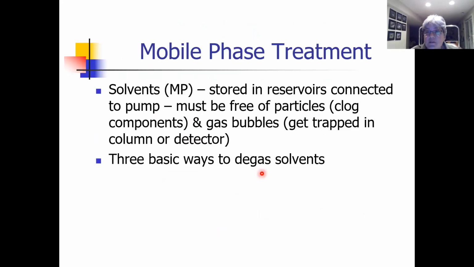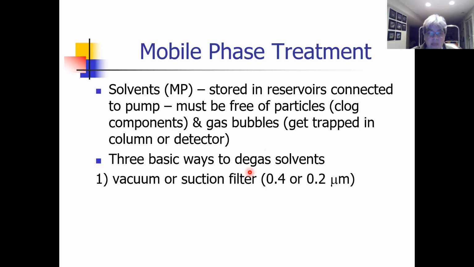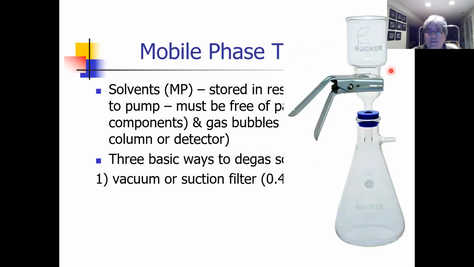There are 3 ways to do that. This process is called degassing. The most common is to use a vacuum or suction filter. This is just a filter that looks like this. Right here is a small pore filter, and you pour your solvent through here. You have a stir bar here, and you have a vacuum here. That will remove all of the gases.